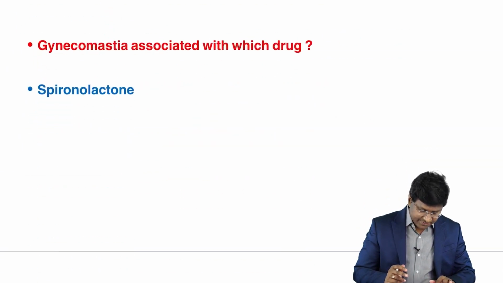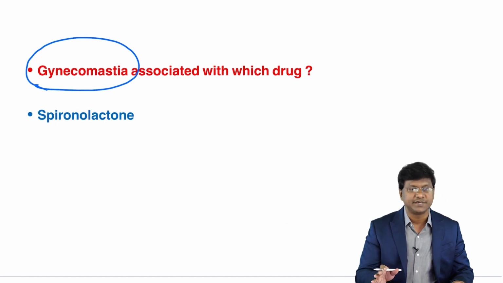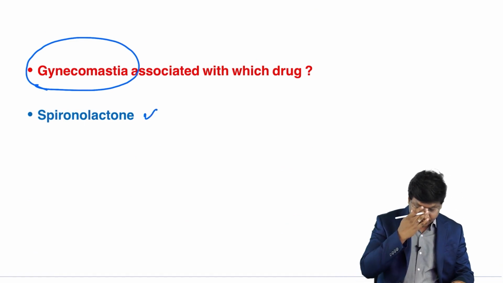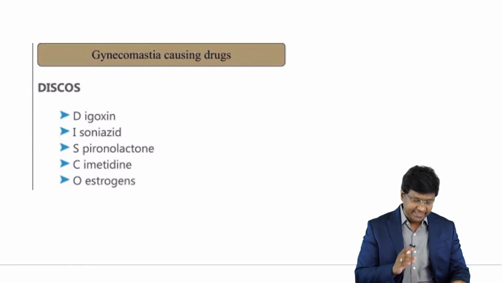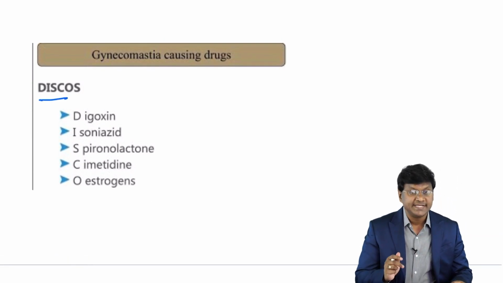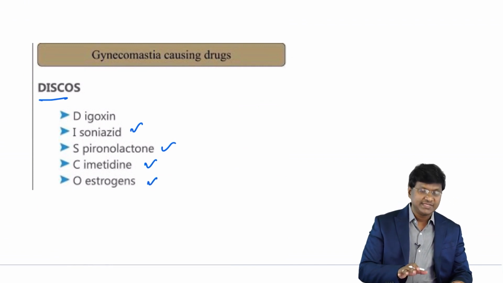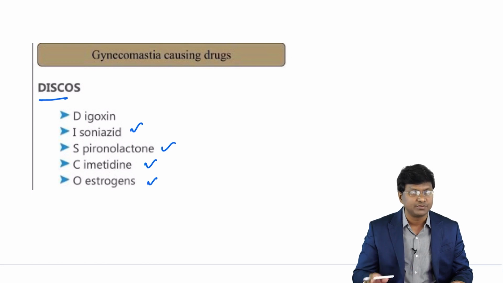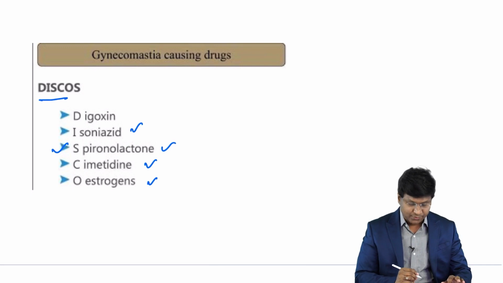Next important question was about the gynecomastia associated with which particular drug, and the answer among the options given to you is spironolactone. Let me tell you a mnemonic of the drugs causing gynecomastia, right? The mnemonic is the DISCOs. D stands for digoxin, I is your isoniazid, S is spironolactone, C is cimetidine, and O is the estrogens. So these are the drugs which will cause the gynecomastia. And the answer among the options given to you is the spironolactone.